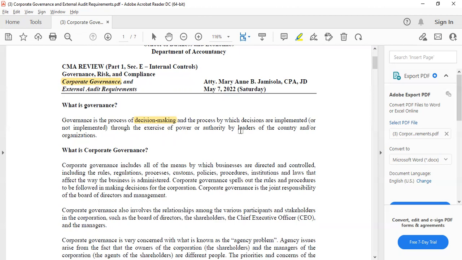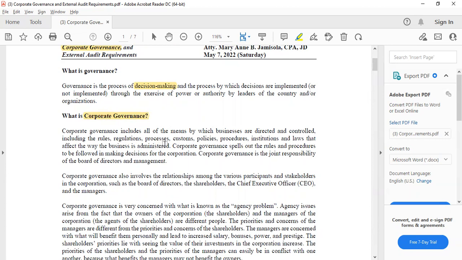So if we talk about governance, this is actually about the process of decision making and then finally coming up with a decision whether or not to implement a particular matter. So to apply this within the confines of corporate entities, we will now define what is corporate governance.